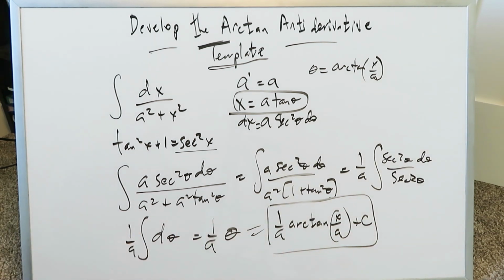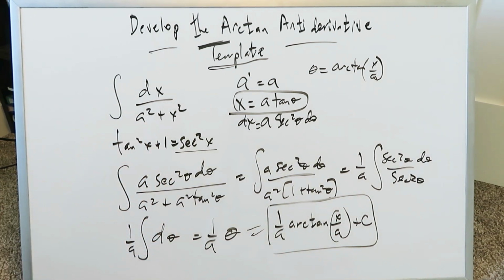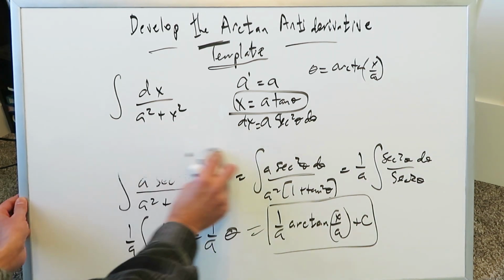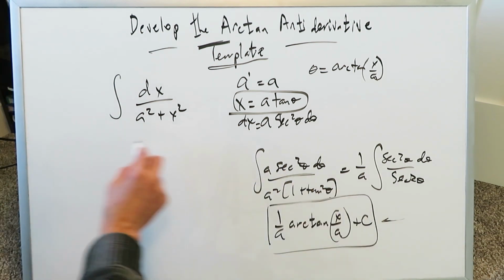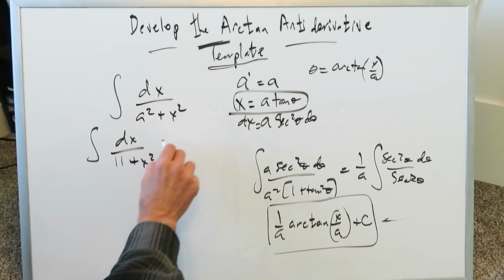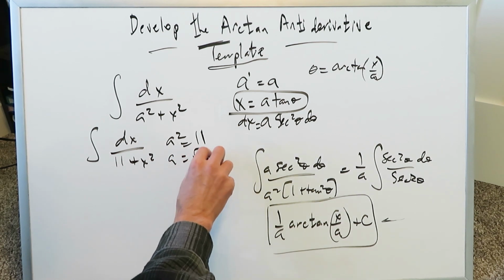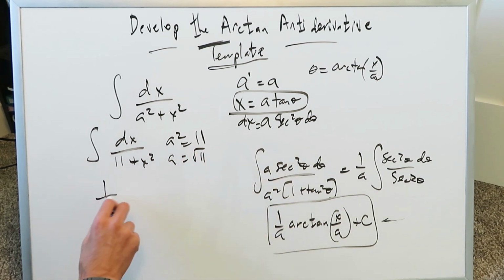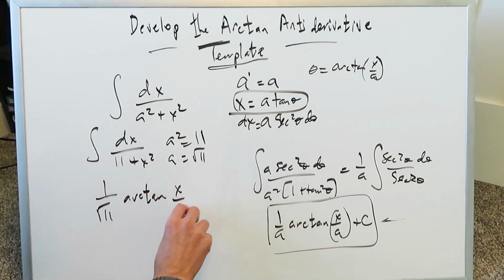This template will help you negotiate any of these types of questions right over here, and I will show you by erasing exactly what I have over here, because you've seen it now. The focus of this video is this template right here. We'll utilize it. Look at this question, dx over 11 plus x squared. Here I know a squared is equal to 11, a squared plus x squared, but a is equal to root 11. Bring everything here into this template. 1 over root 11 arctan x over root 11 plus c, and you're done.